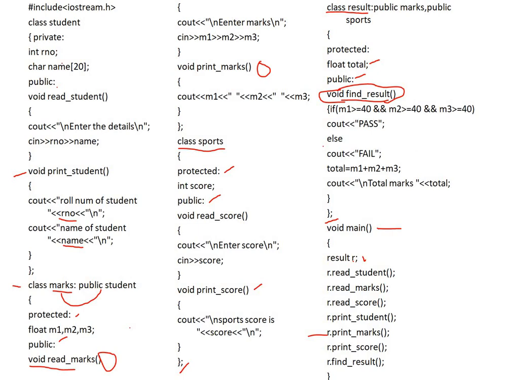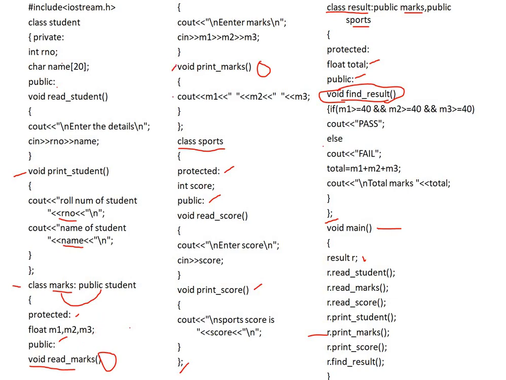R is an object of result class. Immediately execution control goes to the result class, searches for the print_marks. If it is not available, immediately execution control goes to either the marks class or the sports class, because these two are the base classes of the result class. First it goes to the marks class and searches for the print_marks. Yes, this is the print_marks.